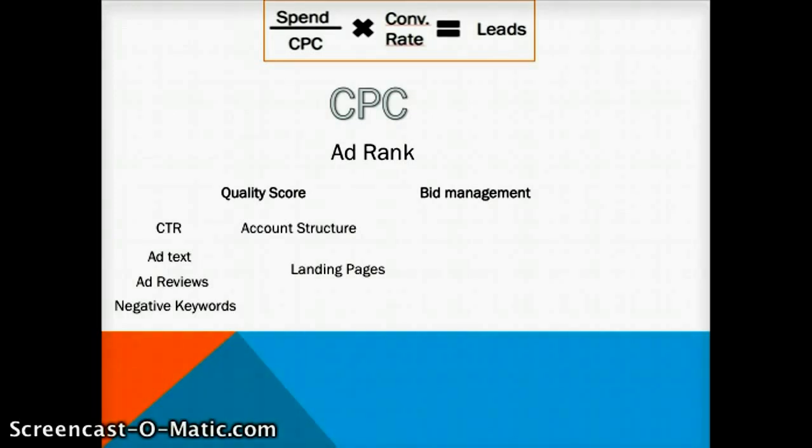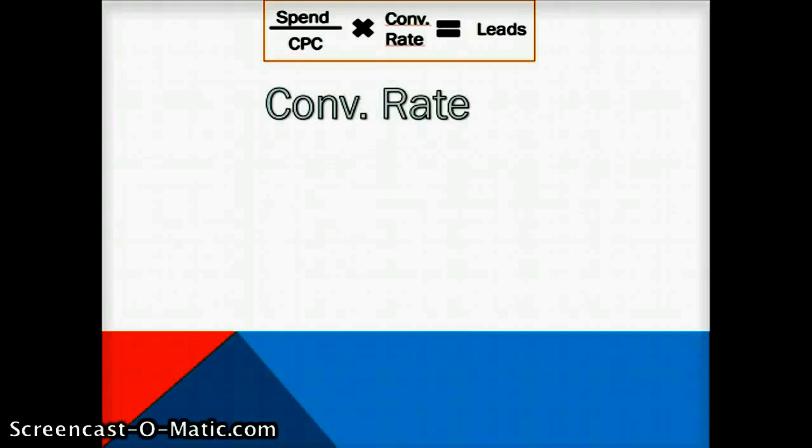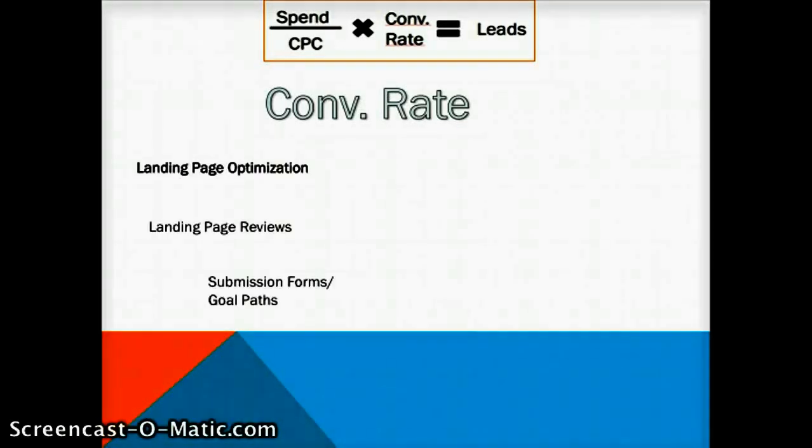The other part of this that we can control is conversion rate. So what dictates conversion rate? First thing, landing page optimization. There are landing page reviews you can do, to make sure that the traffic that you're directing to your website is going to the right place. You can also check out your goal paths, evaluate your submission forms, and do all sorts of optimizations in that regard.